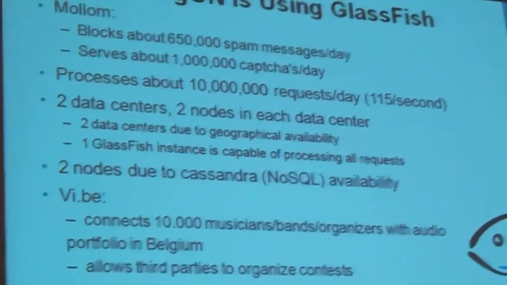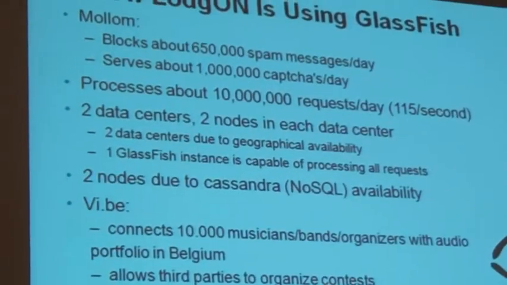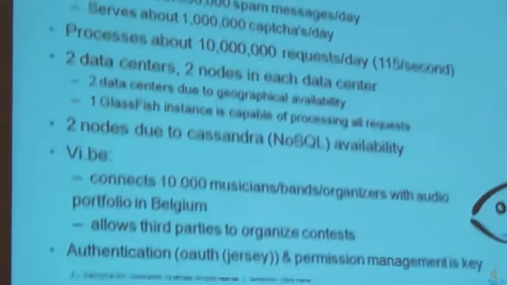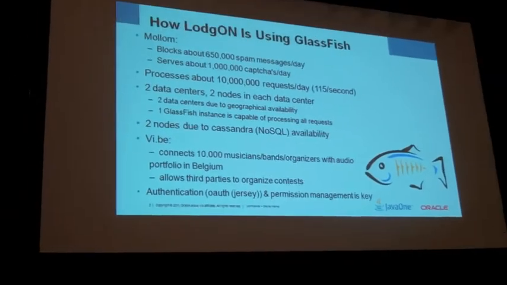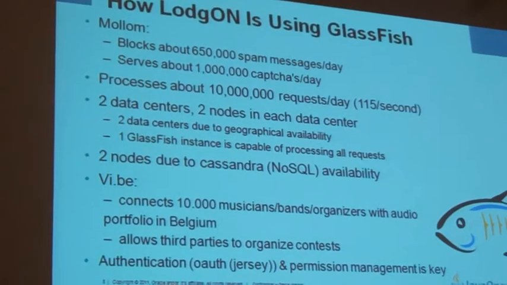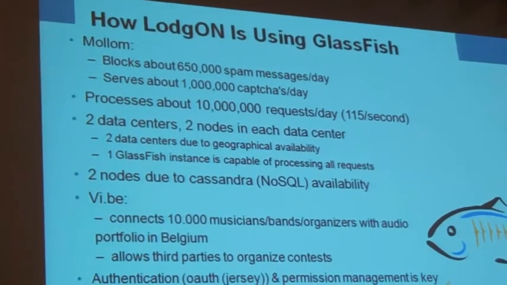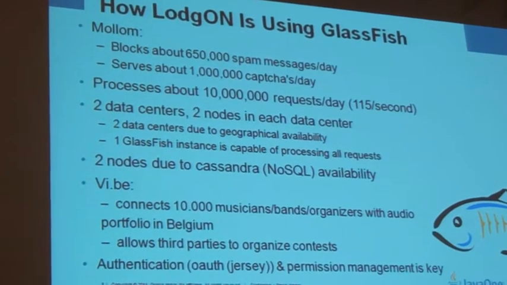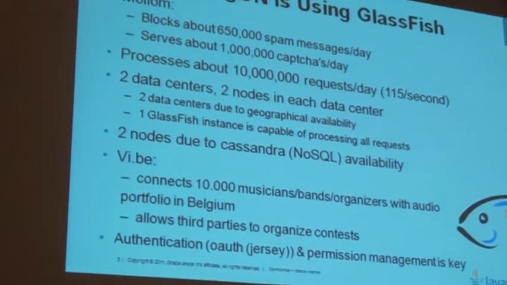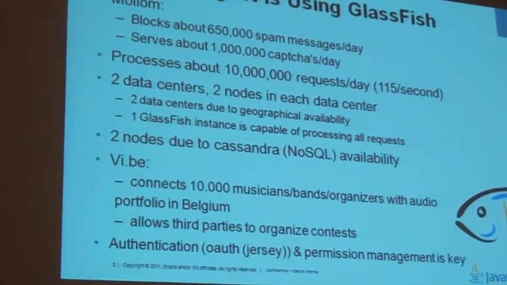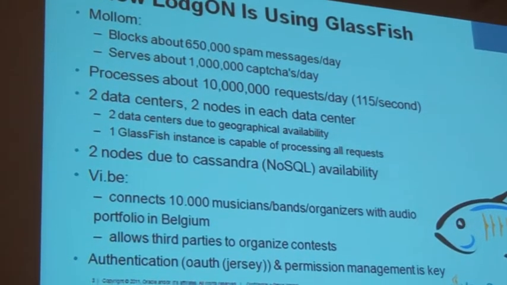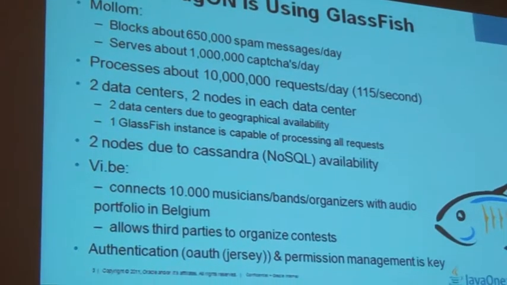We have 2 data centers with Mollem, but that's mainly because of geographical reasons. If you want to enter a comment on a site, the site first has to communicate with the GlassFish server and back, and maybe it has to retrieve a captcha. So we don't want to have transatlantic round trips. That's why we have different data centers in different parts. Each data center has 2 nodes, mainly because we use Cassandra, which is a NoSQL solution where we split the data on 2 nodes. So that actually means that we have 4 GlassFish instances, but the load can be handled by 1 instance.